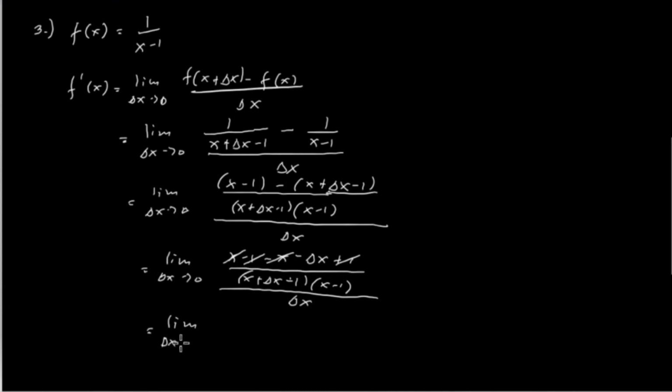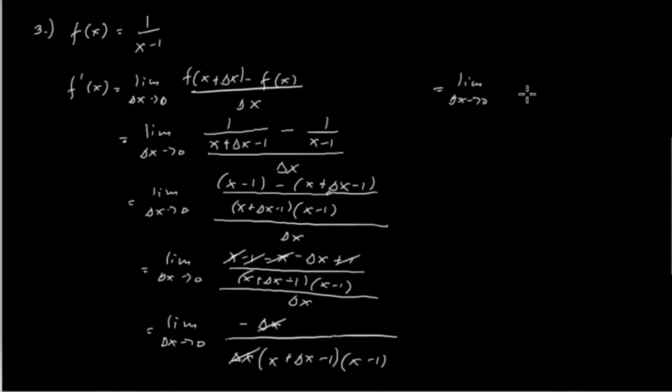Limit of delta x approaches 0, so the remaining value is negative delta x, and then we bring down all the denominators to another denominator, which is delta x, and (x plus delta x minus 1) and (x minus 1). Cancel out delta x and delta x. So the limit of delta x approaches 0 is equal to negative of all the denominators, which is (x plus delta x minus 1), close parenthesis, and (x minus 1).